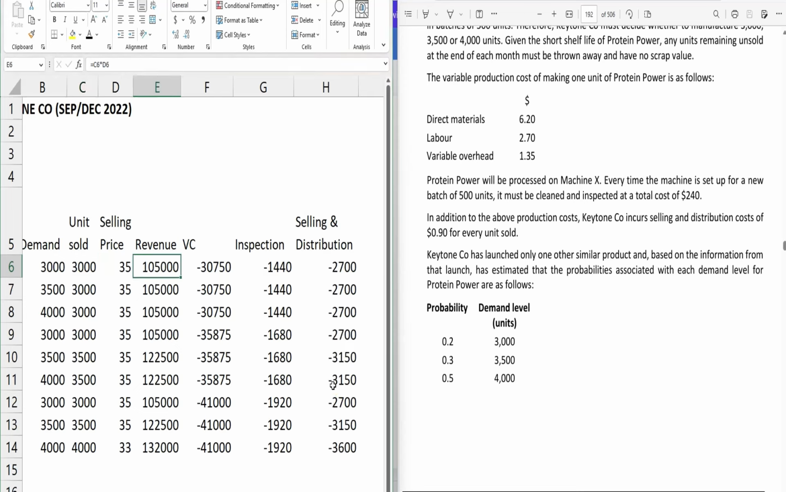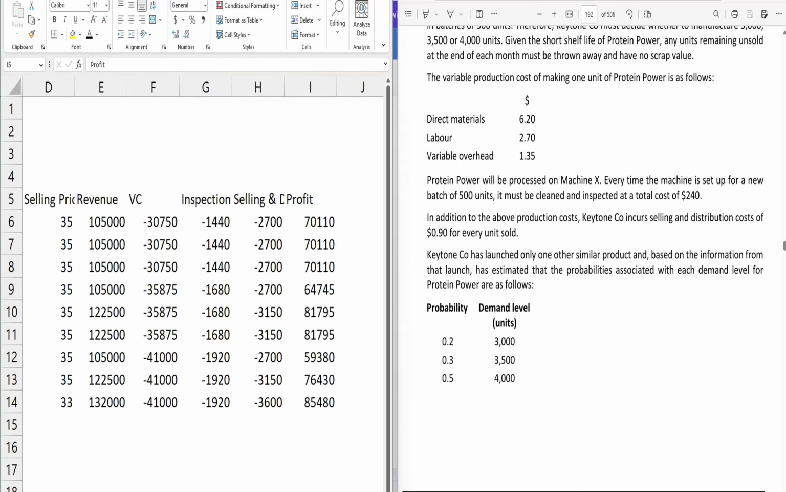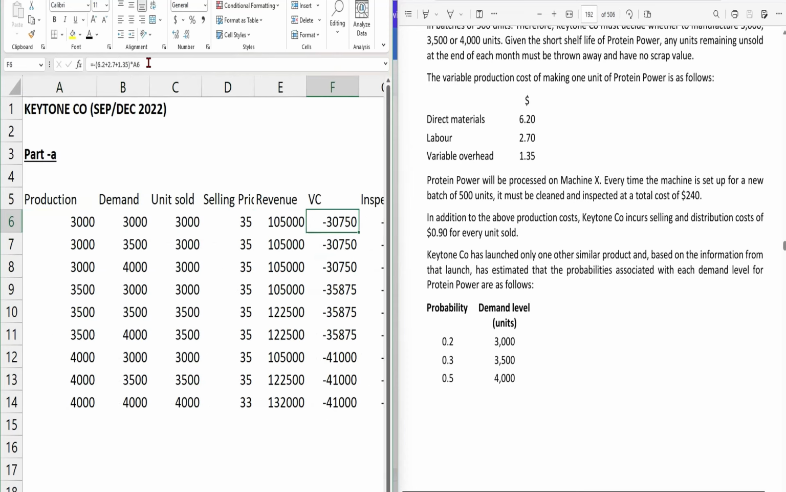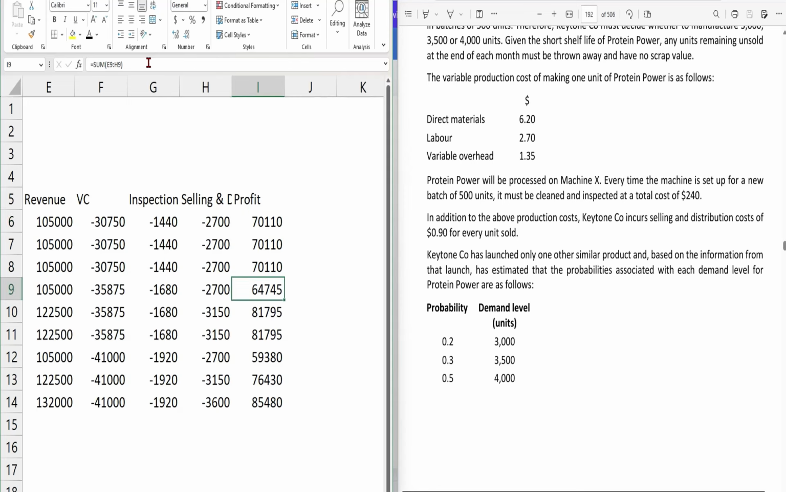So I have copy pasted the formula for the rest of the boxes. So we got our selling and distribution cost as well. Do you think there is anything we left? No, every cost has been covered. So now it's time to calculate the profit. I have calculated the profit, and how? Simply adding all these boxes. So this will give me the profit for the production having 3000 as well as demand having 3000 units. Okay, so this is the profit we have calculated.